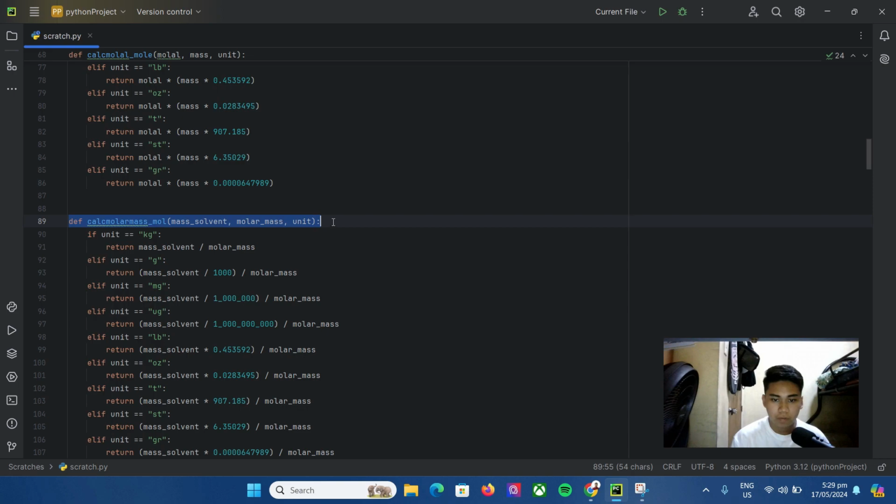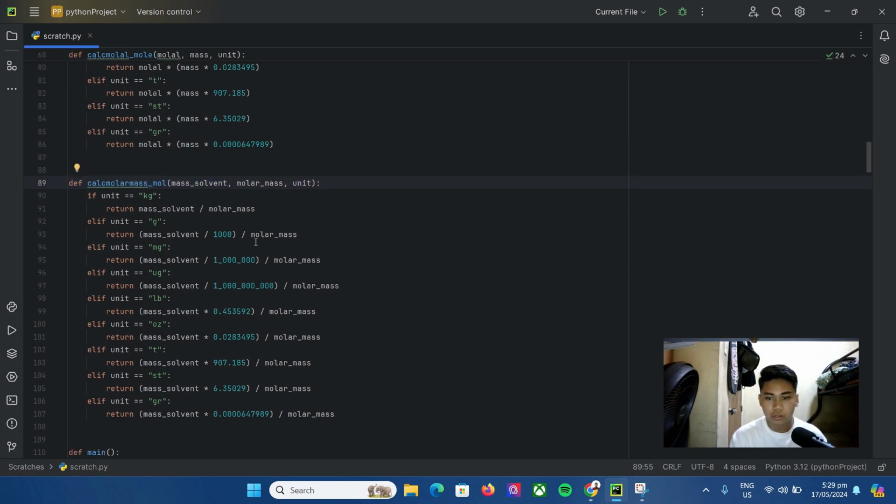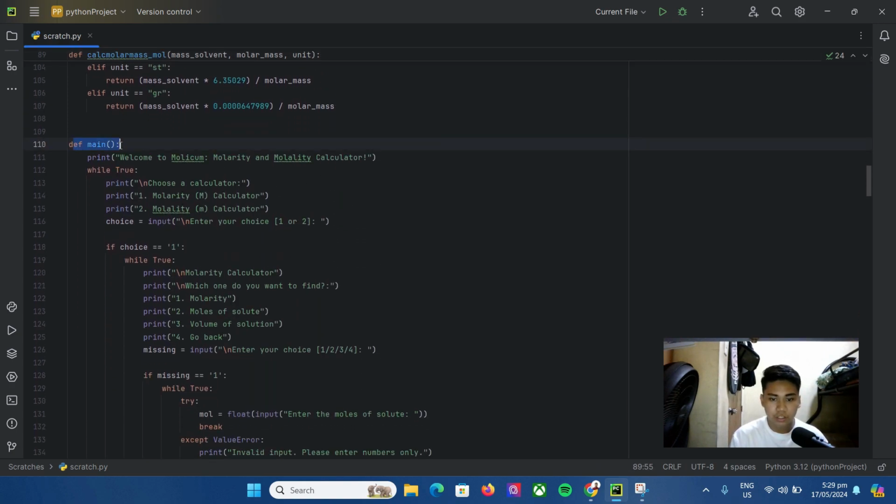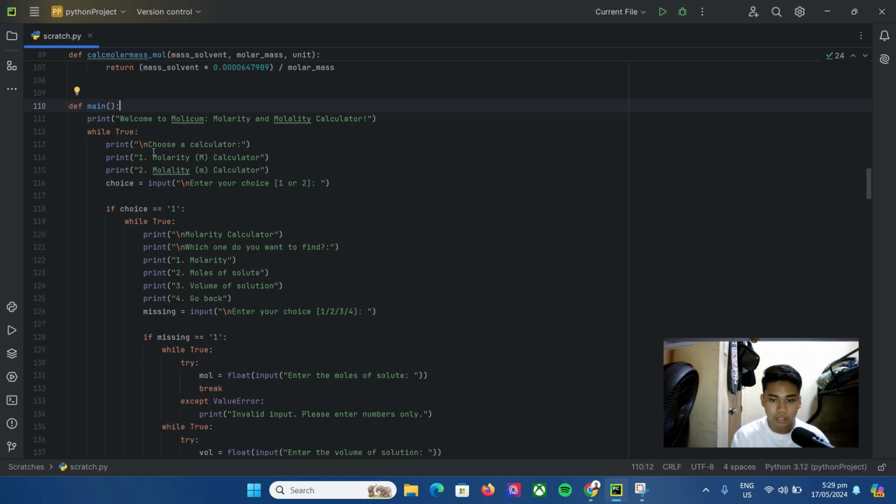For the calcmolar mass mole, it calculates the number of moles of solute given the mass of solute and its molar mass. It takes the mass of the solute, its molar mass, and the unit of mass. Lastly, the main function. It provides an interactive menu for the user to calculate molarity or molality and related quantities.